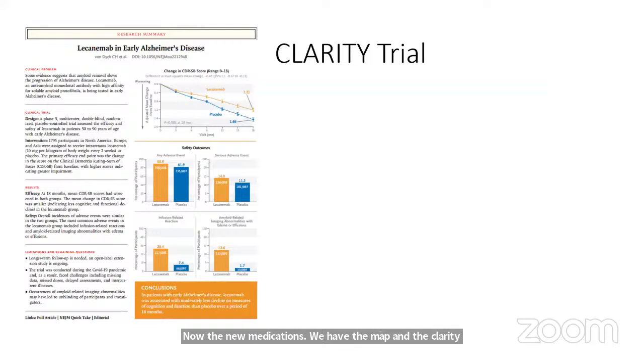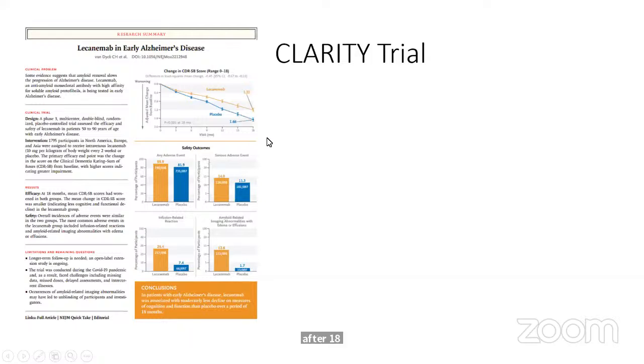Now, the new medications, we have lecanemab in the Clarity trial, and we have donanemab in the Trailblazer trial. It's very important to know that these medications are not a cure for Alzheimer's disease. They are said to make the progression slower. We cannot say this confidently because we still do not see how people do after 18 months, but we can see that there is some difference between those who received the treatment and those who did not.